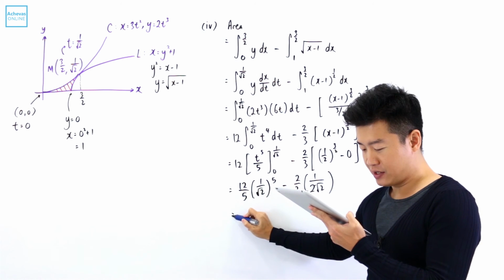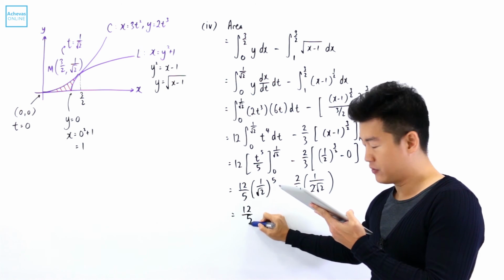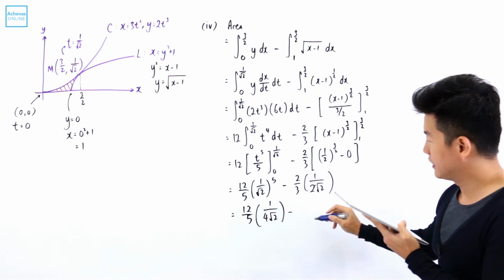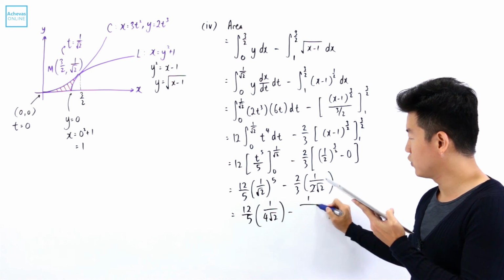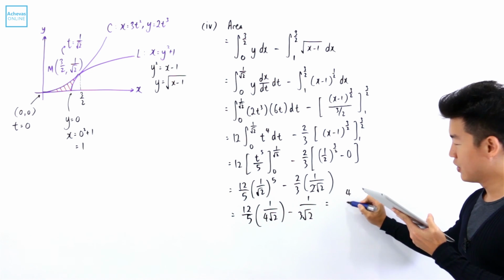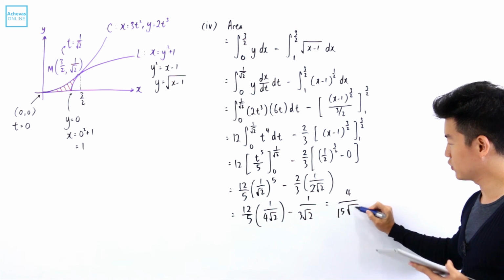And what I have here, this is going to be 12 over 5 of 1 over 4 square root of 2, minus, this is 1 over 3 square root of 2. And that is why my answer is going to be 4 over 15 square root of 2.